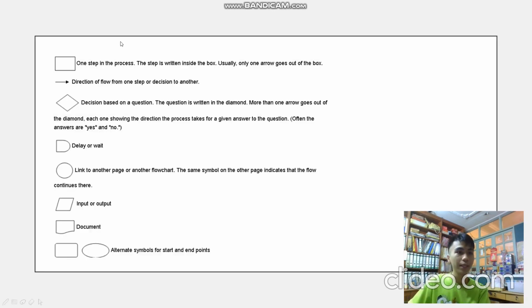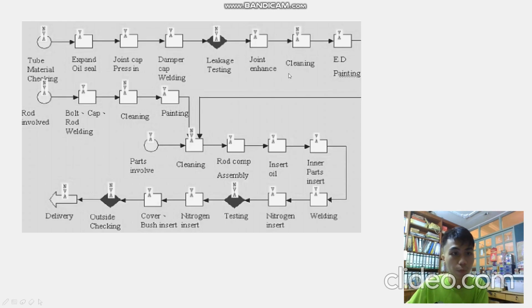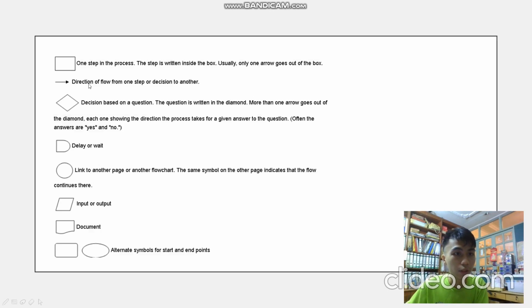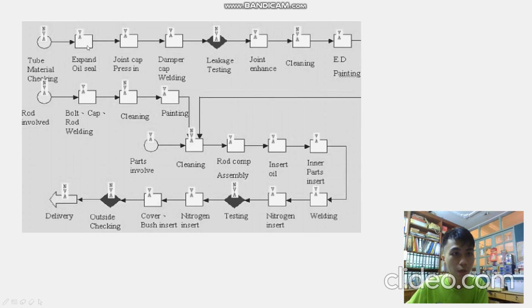So next, these are the explanations of the flow chart. This rectangle is one step in a process, with the step written in a box. Usually only one arrow goes out of the box. The arrow is a direction of flow from one step or decision to another, so the arrow shows the steps and the directions.